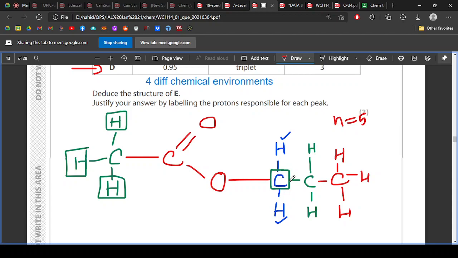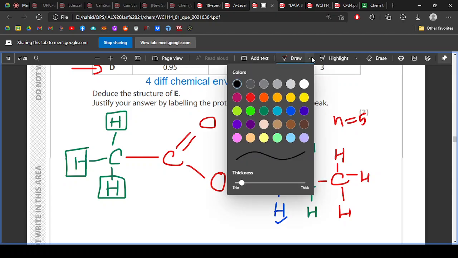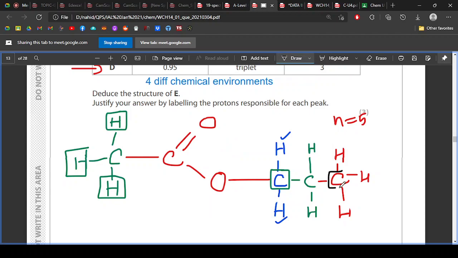So it can be that one, right? It cannot be that one. What about this one or this one? Both of them have five. The middle one has two neighbors, one neighbor on this side, another neighbor on that side. So total how many neighbors? Five.